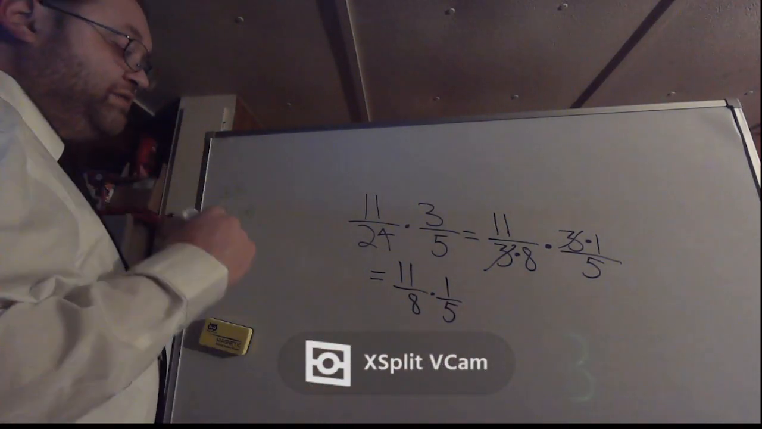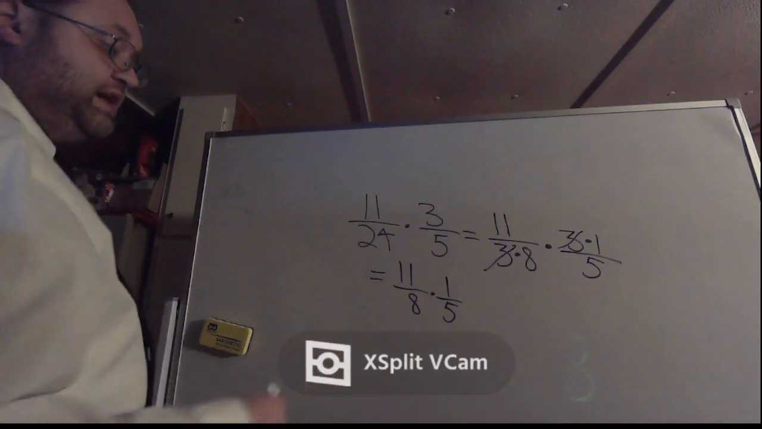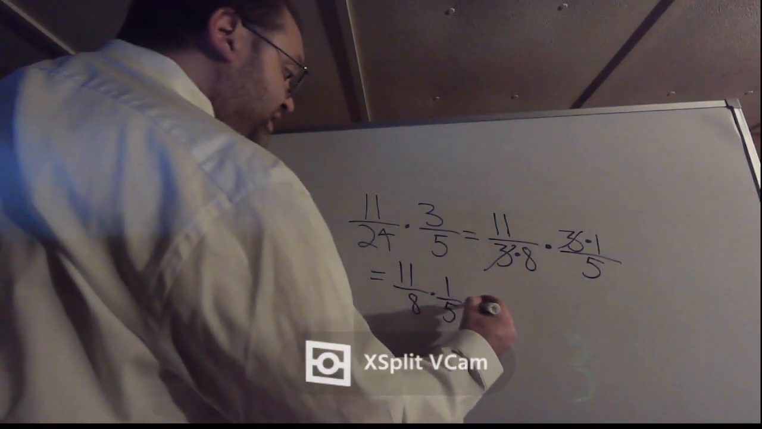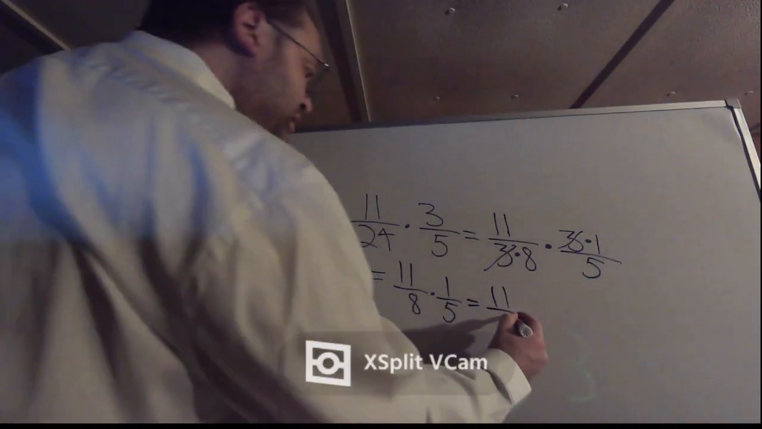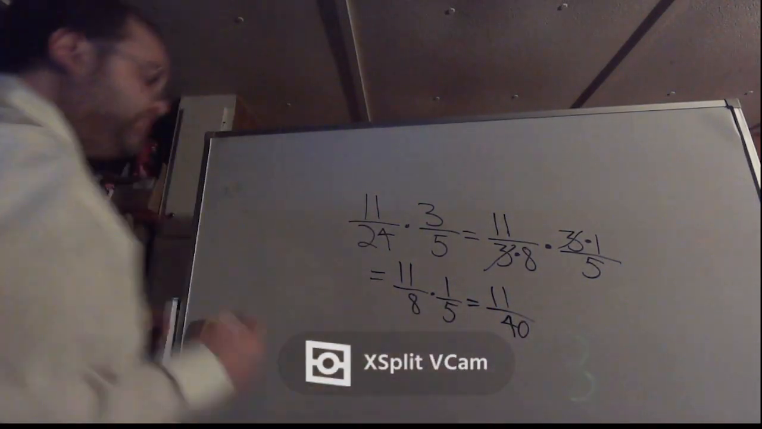Then all you're going to have here, you just multiply the numerator and denominator. 11 times 1 is 11. 8 times 5 is 40. You're left with 11/40ths, and those do not reduce any further.